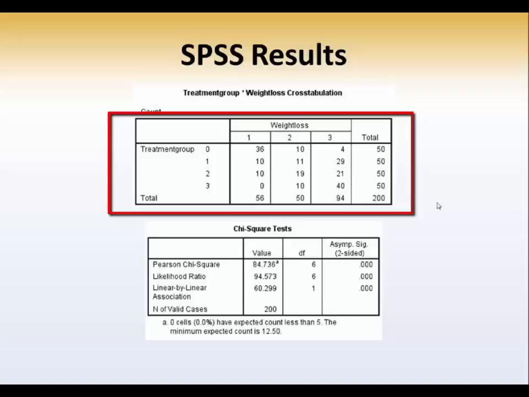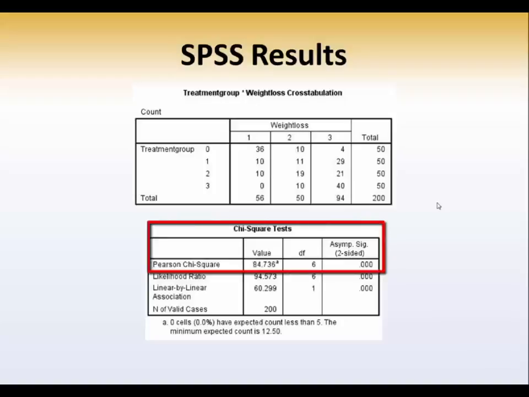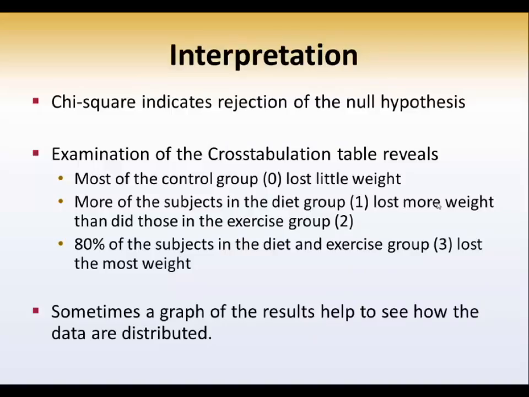So we want to test whether there's an association or relationship, or a difference between the treatment groups in terms of the effect upon how much weight was lost. That's interpreted with the chi-square analysis. And here the chi-square is 84.7. With 6 degrees of freedom, it is statistically significant. The chi-square indicates rejection of the null hypothesis.